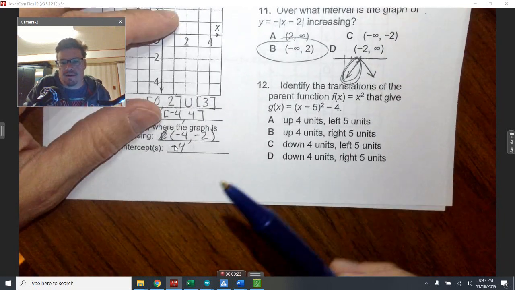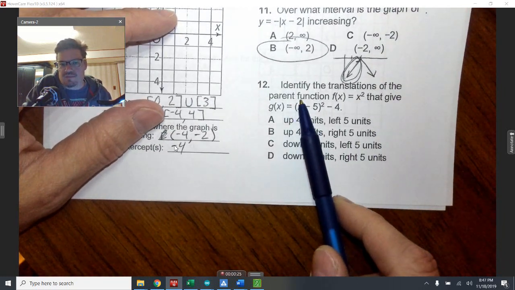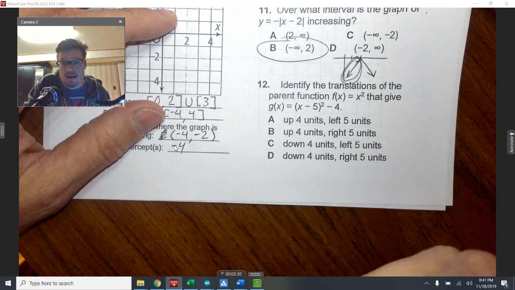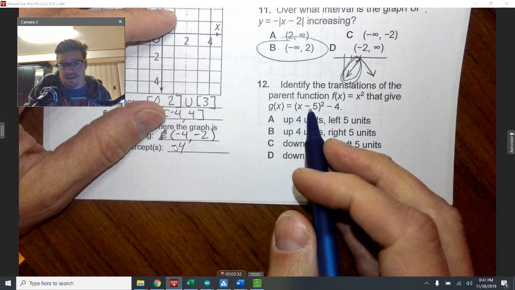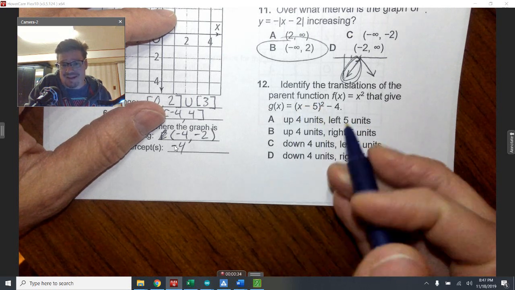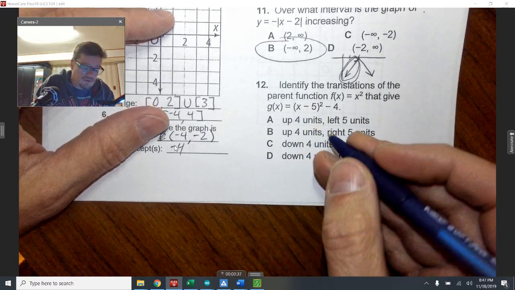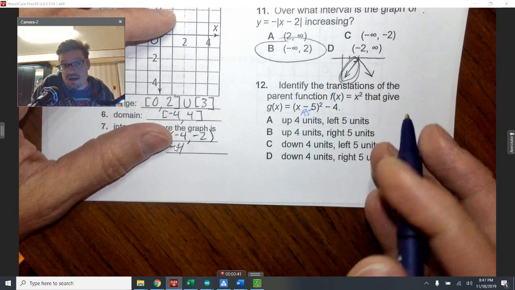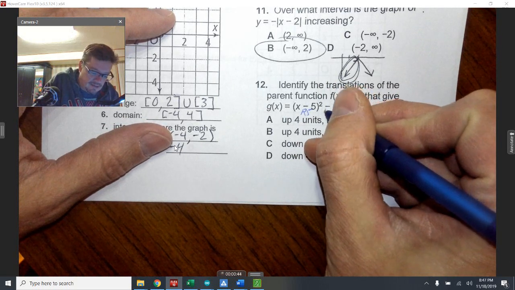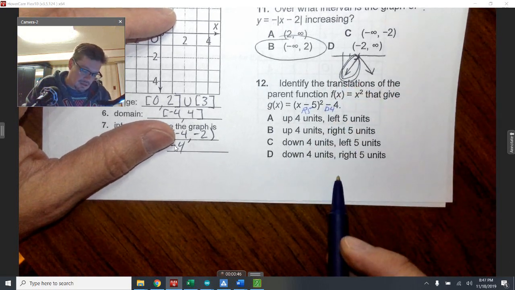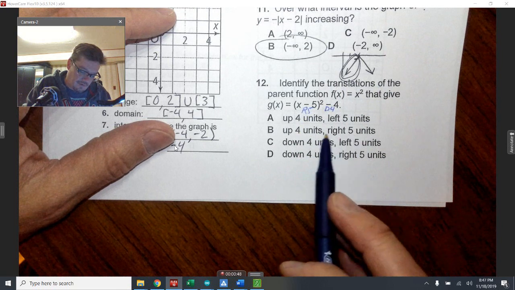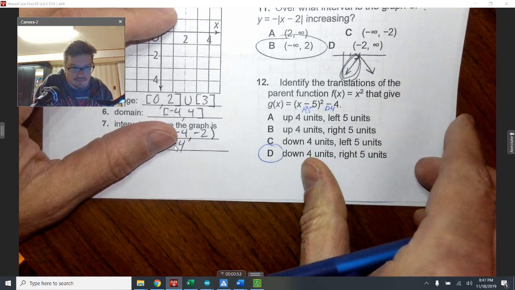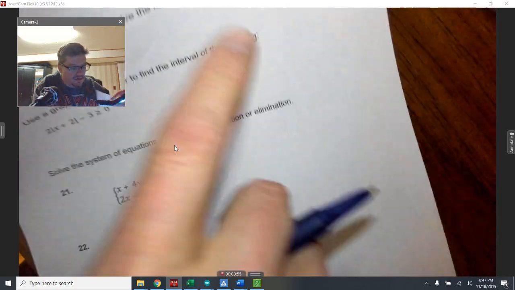The shifts happen when you have, if this was parentheses or an absolute value, the same transformation would have taken place. So here we have x minus 5. That minus 5 on the inside means that we will be moving to the right 5, and a negative 4 on the outside of these parentheses means that we'll be going down 4. So right 5, down 4, right 5, down 4 is D. Alright? So that's a basic question.